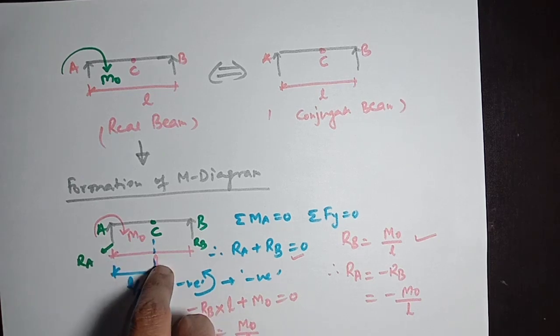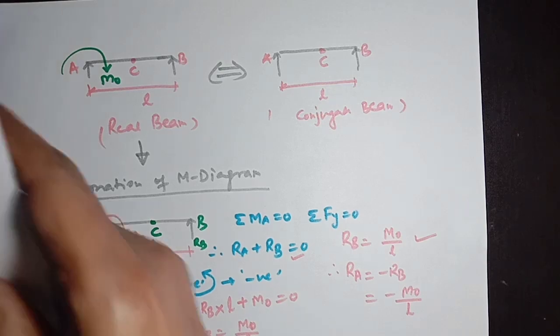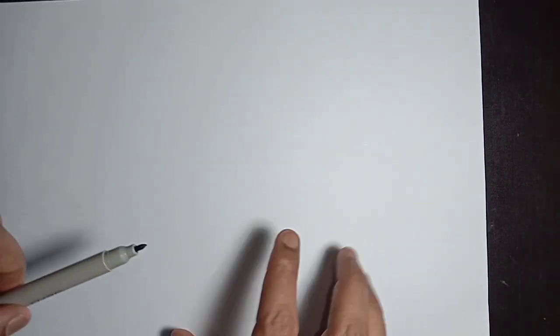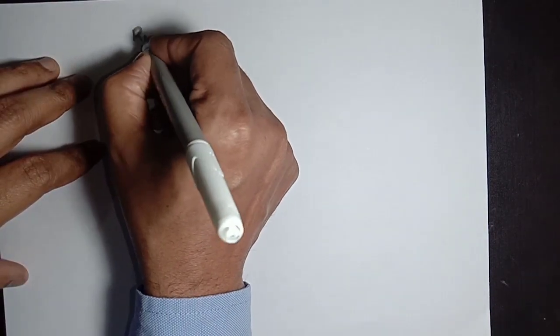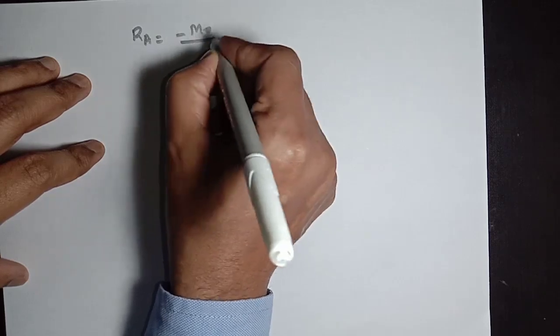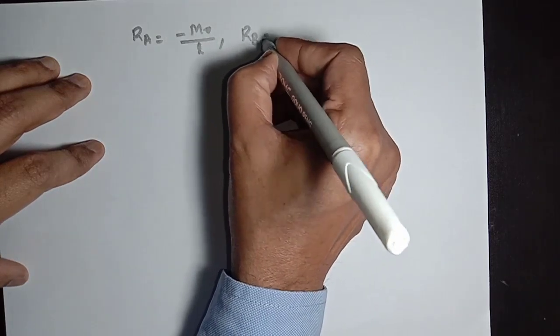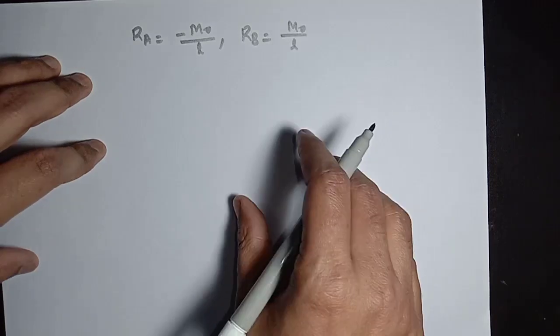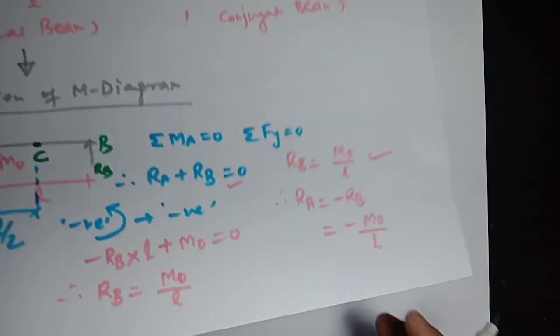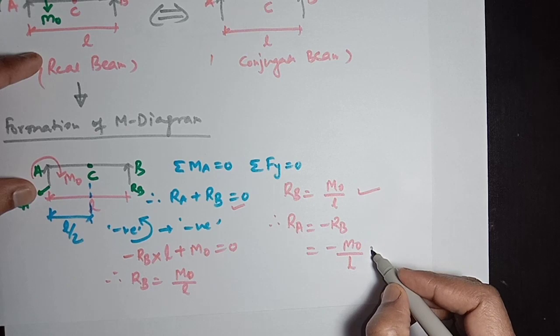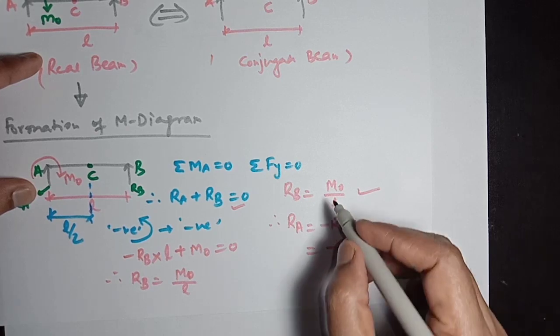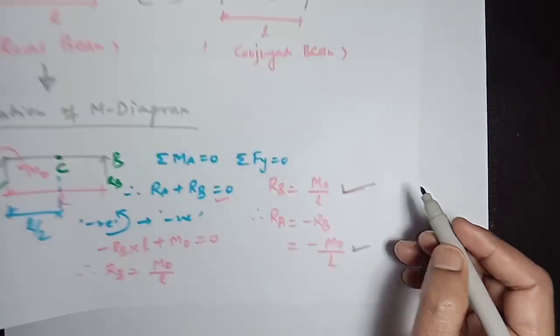So this beam will be converted in this form. Here we have calculated the reactions: RA equal to minus M0 by L and RB equal to M0 divided by L. These are the reactions we have calculated here.